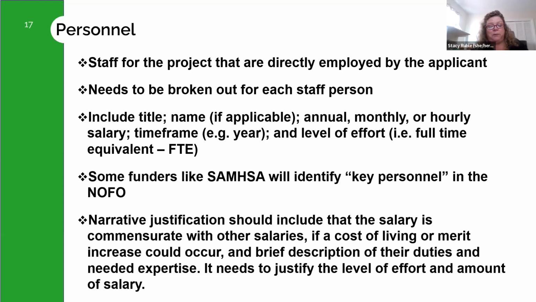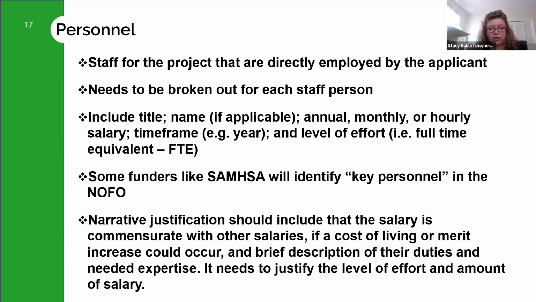As I mentioned, and when we showed you the example of SAMHSA, some funders will identify who the key personnel are in the NOFO, and you might think, well, why is that important? I'm not going to get too in the weeds for you, but there's something called a prior approval that you would have to get if those key personnel change.